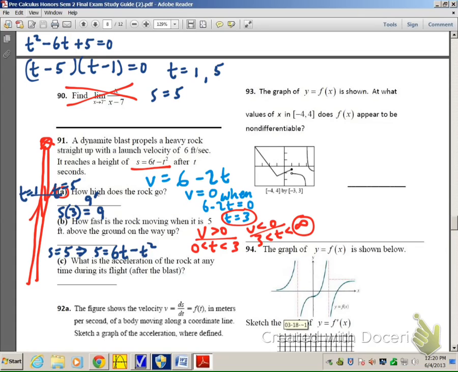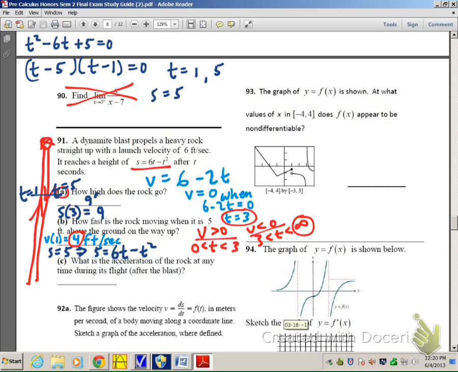But part B is asking how fast the rock is moving when it's 5 feet above the ground. If we want to know how fast something is going, we better use the velocity at time 1. We already know what the velocity is. It's 6 minus 2t. 6 minus 2 times 1 is 4. And so the rock is moving at a rate of 4 feet per second when it's 5 feet above the ground, on the way up.